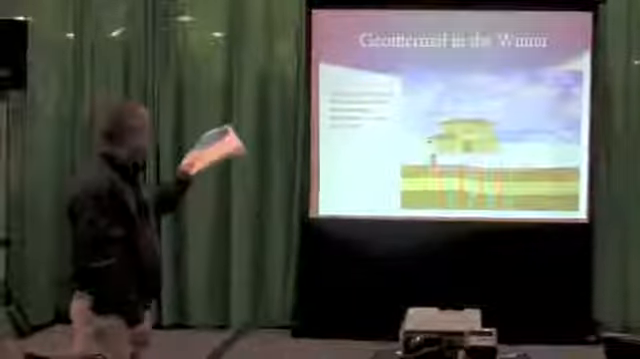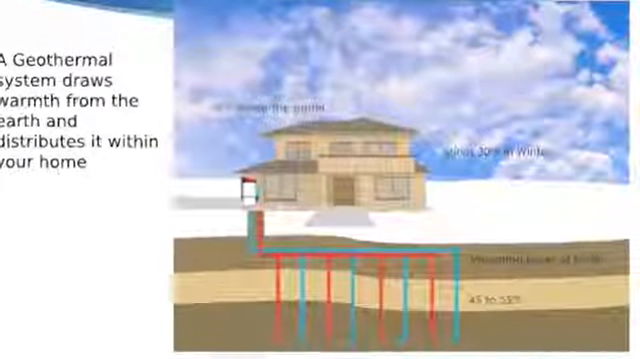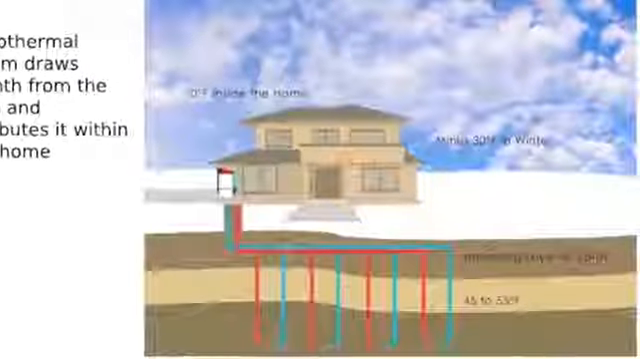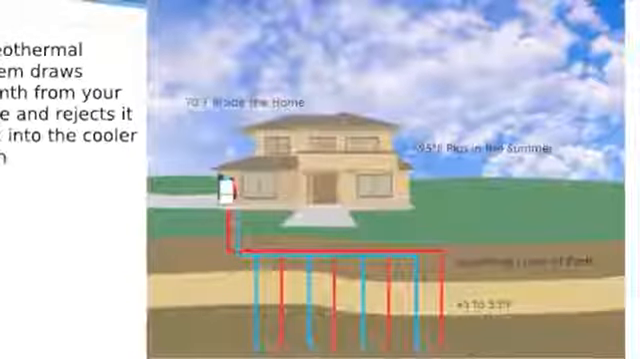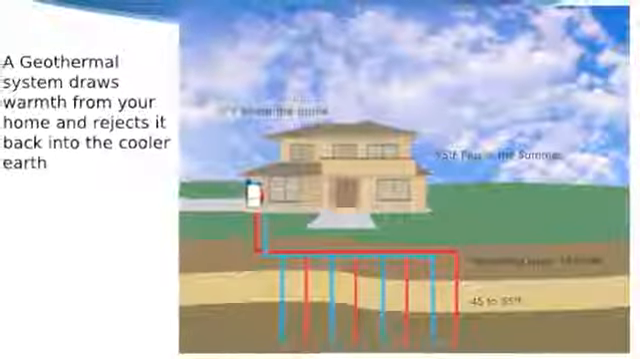In the wintertime, you can see from the slide, even if it's minus 30 degrees outside, deep into the earth, it's going to maintain a constant 45 to 55 degrees. And the same in the summer. Even if it's 95 degrees outside, the Earth's temperature is still going to be between 45 and 65 degrees.